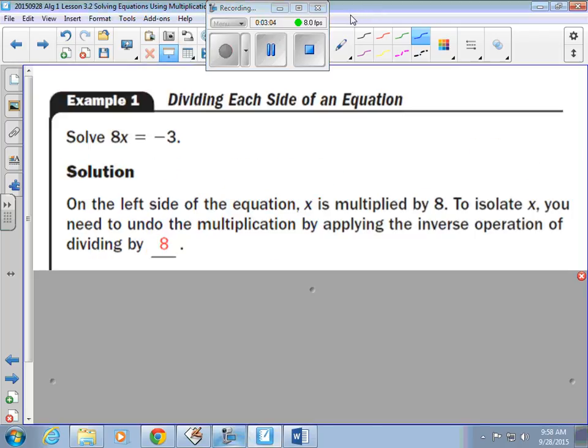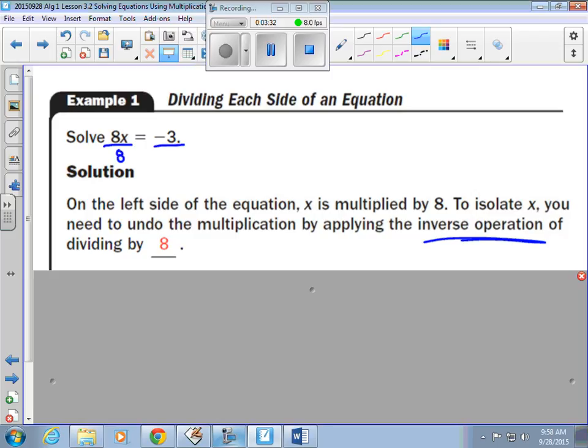Example number 1 says dividing each side of an equation. Solve 8x is equal to negative 3. It says on the left side of the equation, x is multiplied by 8. To isolate x, you need to undo the multiplication by applying the inverse operation. Remember, all inverse operations means is what cancels it out, which is dividing by 8. So undo that by dividing that side by 8.